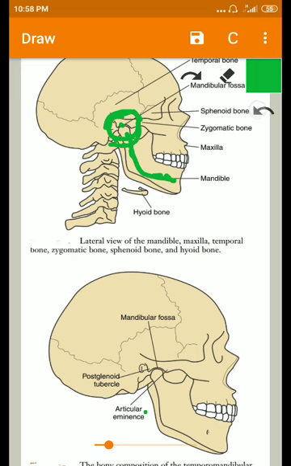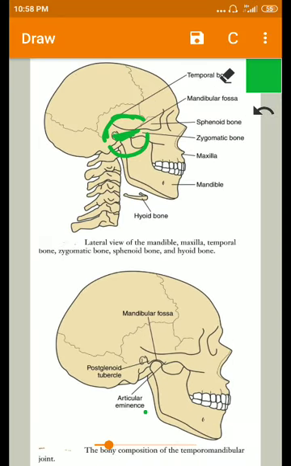In addition to these two separate joints, each temporomandibular joint has a disc. This disc separates this one temporomandibular joint into two joints, an upper joint as well as a lower joint. That means when we consider these two joints, totally how many joints are formed? 4 joints are formed.